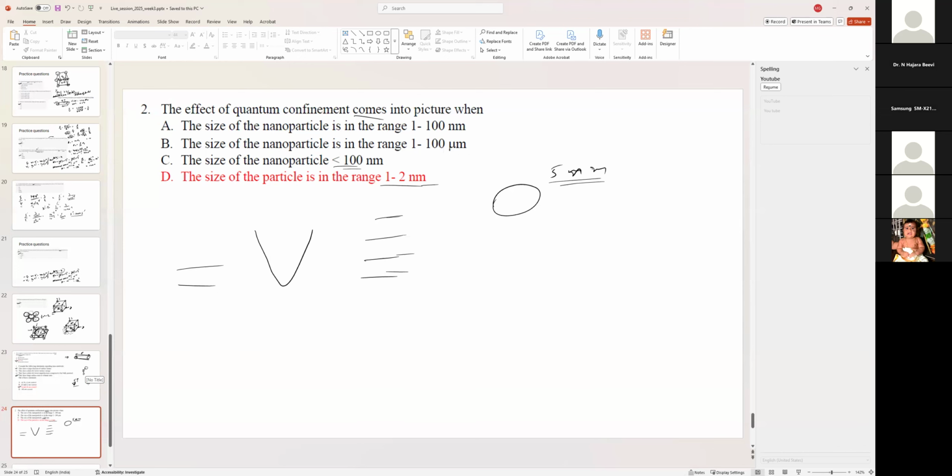So in the solution, they mentioned that since these confinement effects are applied to electrons, which are really very small compared to nanoparticles, when the size of the nanoparticle starts becoming comparable to the wavelength of these electrons, that's when the confinement effect starts to play.